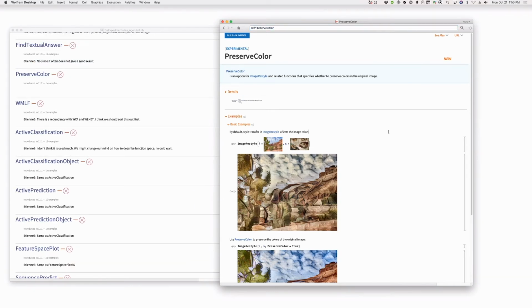That is a very weird option. I wonder whether it's usable in other places. Who knows?